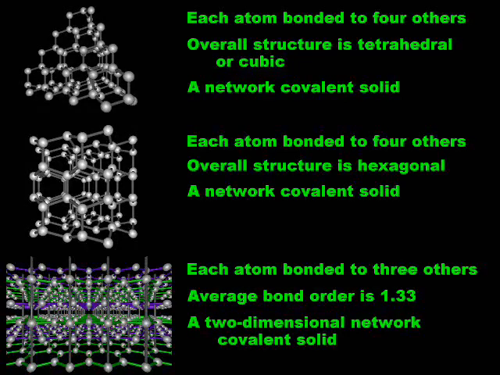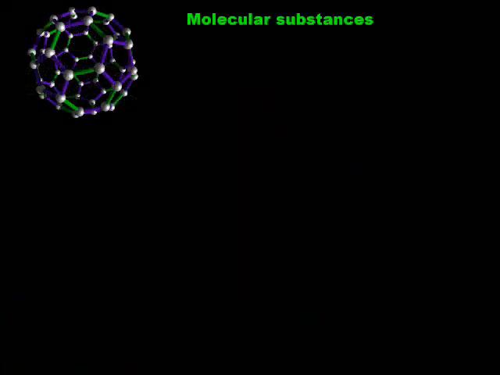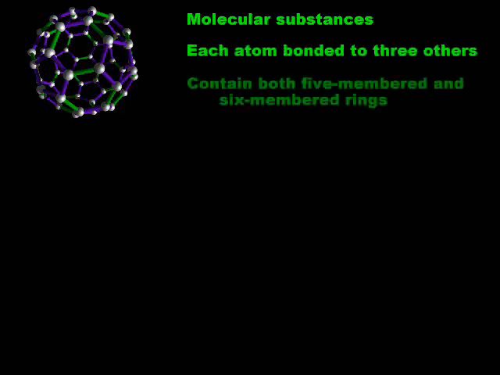Fullerenes are molecular substances in which carbon atoms are arranged to form spherical molecules. As in graphite, each carbon atom is bonded to three others. The fullerenes contain five-membered as well as six-membered rings, and the five-membered rings are responsible for the curvature.